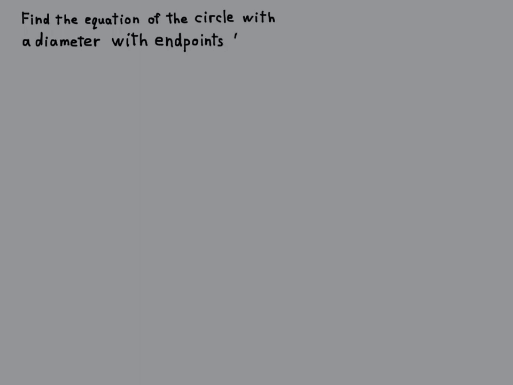I wanted to show you another example of a kind of problem you would get involving circles. This one says, find the equation of the circle with a diameter with endpoints -3, 5 and 2, 6. So those are the endpoints of the diameter, and you're supposed to find the equation of a circle. So first, I need to find the center of the circle, and I need to find the radius of the circle. Okay, and then using the standard form of the circle, I can write out the equation.